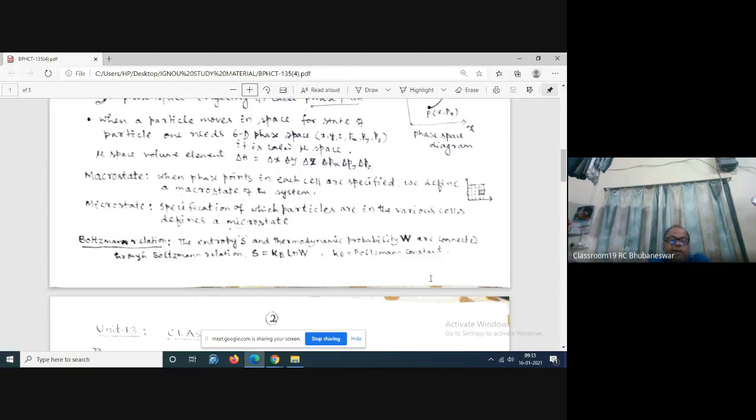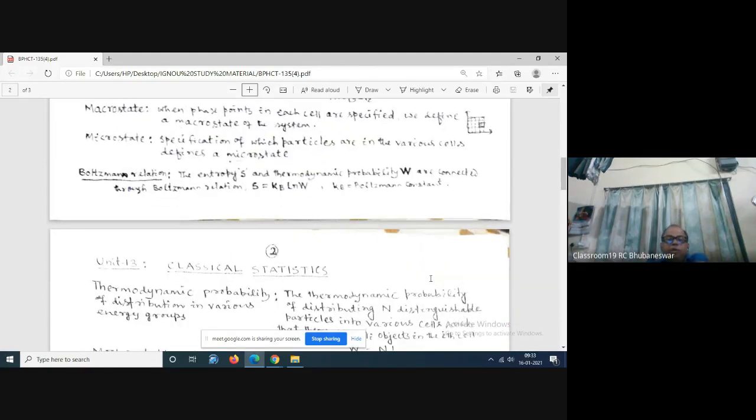This is the Boltzmann relation that relates the entropy S with the thermodynamical probability W. They are connected through the Boltzmann relation, S equal to k_B, Boltzmann's constant, times ln W. It comes from a derivation, and after the derivation we find that the entropy and the thermodynamical probability are related by this relation.